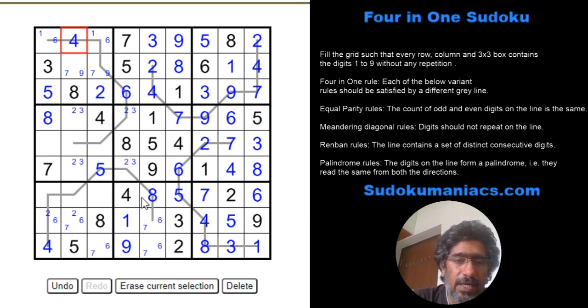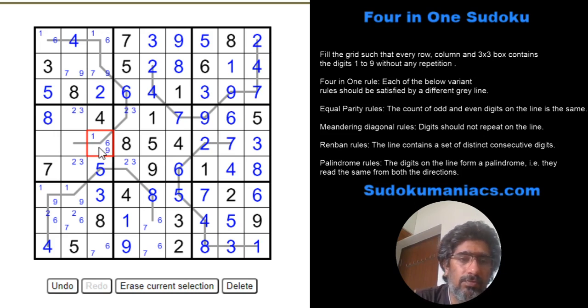Digits cannot repeat. What was missing here? 1, 3 and 9, right? So that's my 1, 9, 1, 3, 9. But 3 cannot be here because we have this pair of 2, 3. So this has to be a 3. 1, 6, 9. All right, we are nearly there.